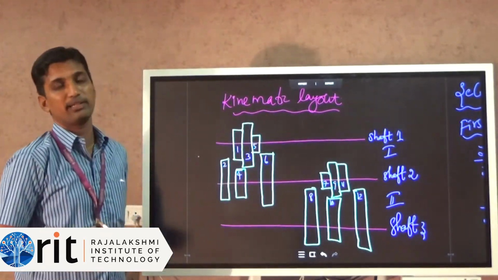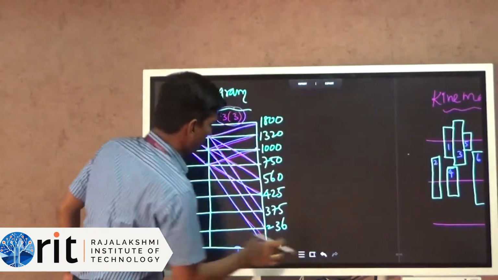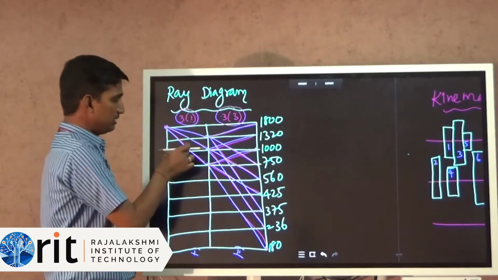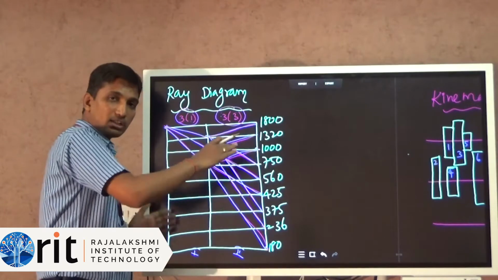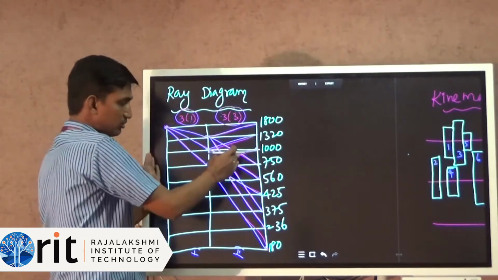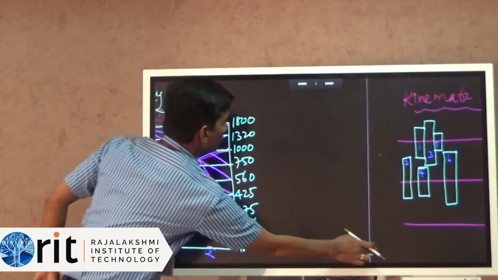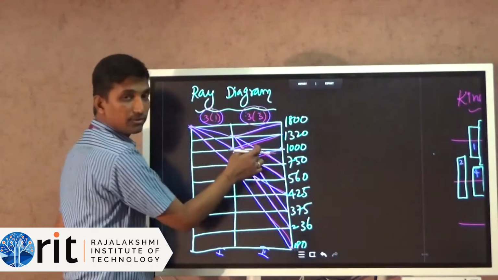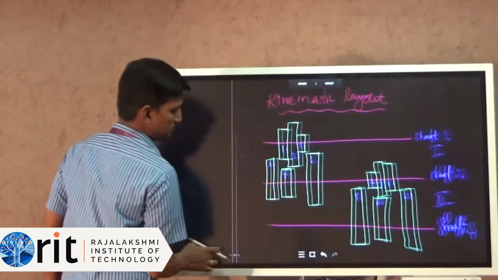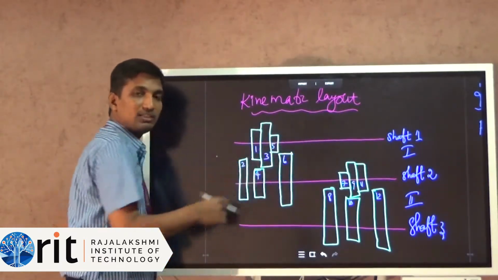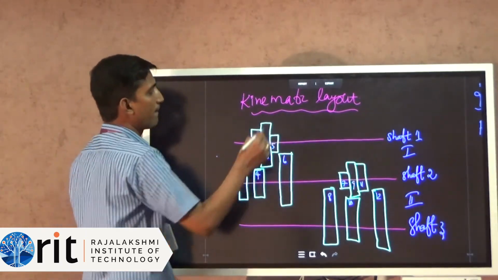How to make the kinematic layout? You can see this structure. This is stage 1, then this stage 1. This vertical line has to be tilted so that it becomes a horizontal line. Here you can have the 3 set of lines. These 3 set of lines have to be drawn in the horizontal direction.